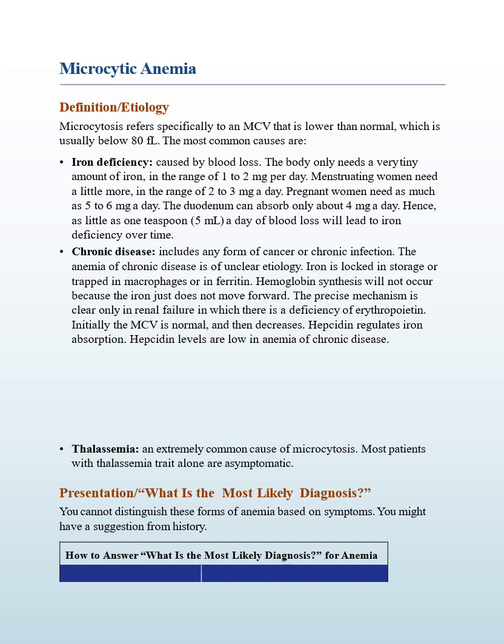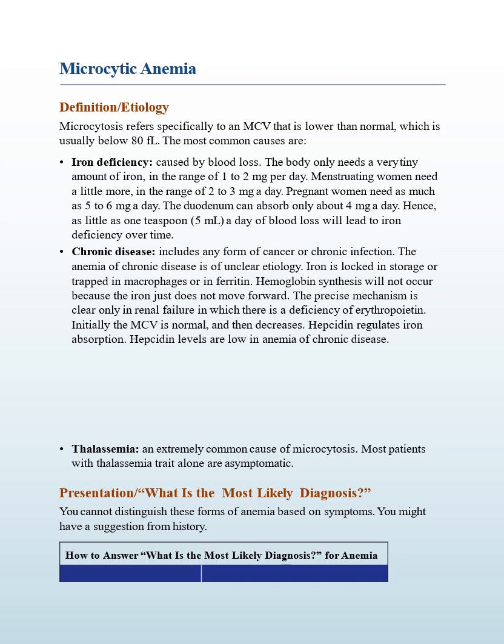Number 2, this is chronic disease. Chronic disease includes any form of cancer or chronic infection. Anemia of chronic disease is unclear by etiology. Usually the iron is locked in storage and trapped in the macrophages or in ferritin.